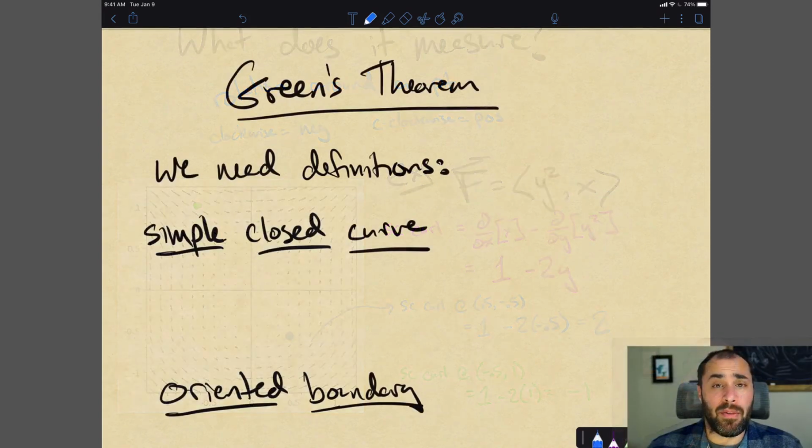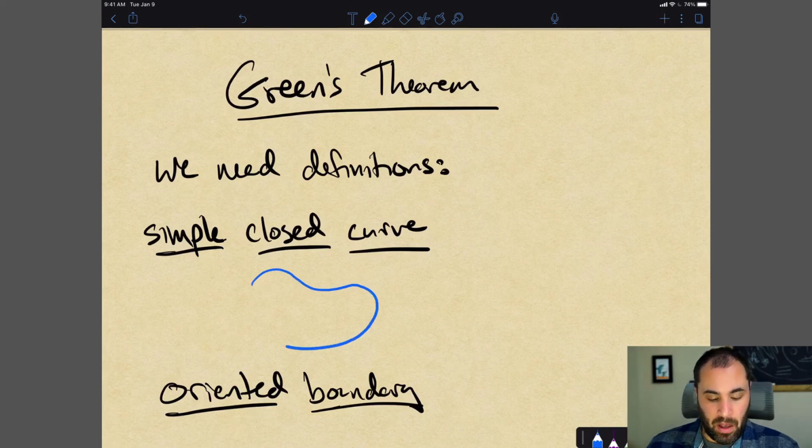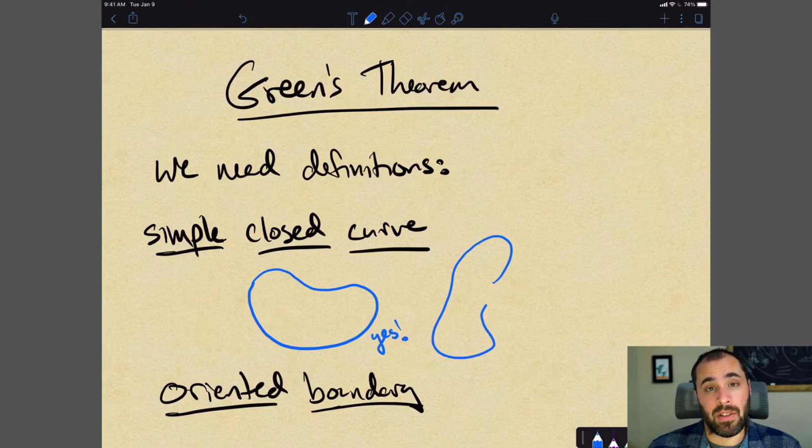Well, actually, before I can tell you about Green's theorem, we need a couple more definitions. So the first will be that of a simple closed curve. To say a curve is simple means that it doesn't cross itself, and to say it's closed means it starts and ends at the same place. So here are some examples that illustrate that.